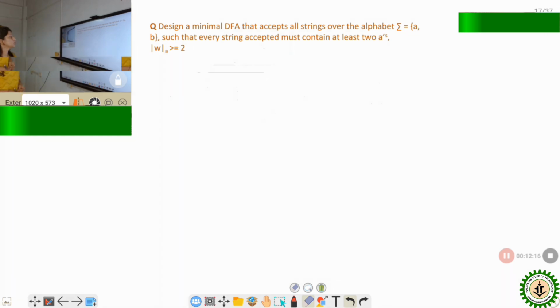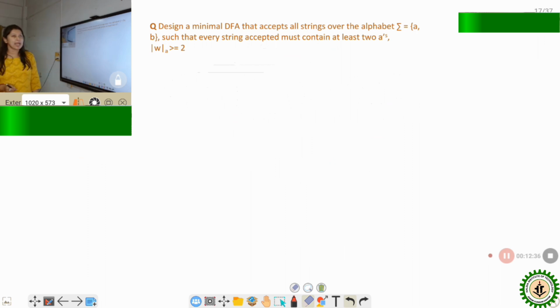Now, design a minimal DFA that accepts all strings over the alphabet sigma equal to {a, b}, such that every string accepted must contain at least 2 As. Okay.